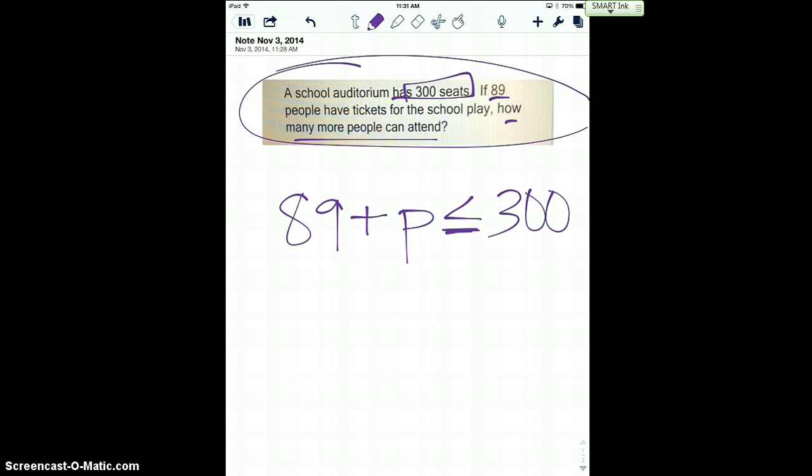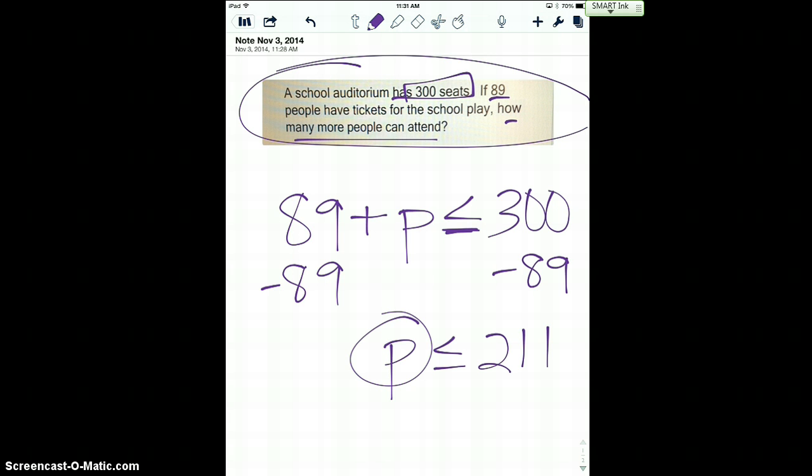And some of you took it a step further and you subtracted 89 and got P to be less than or equal to 211, which works also. So the number of people that can come to the school play has to be less than or equal to 211, because there are only 300 seats in the school auditorium.